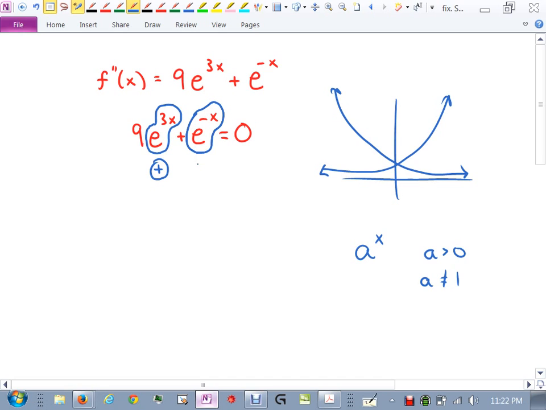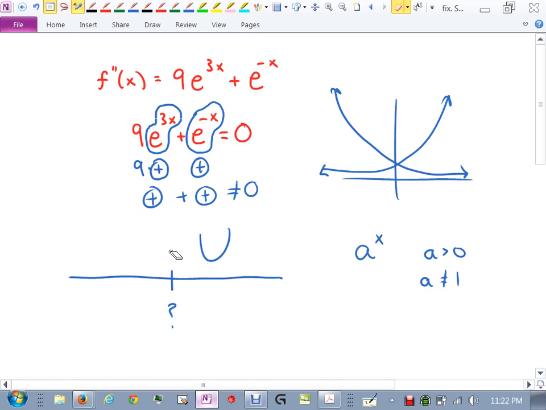And then what I'm going to do is take 9 times a positive number, so that's going to be positive, and I'm going to add a positive number. And there's just no way that can ever be 0. So there's no way that this will ever be 0. What that means is that if I try and split my number line up, there's no point where it's going to go from concave down to concave up or from concave up to concave down. All it means is that it's always either concave up or concave down. It's one or the other.